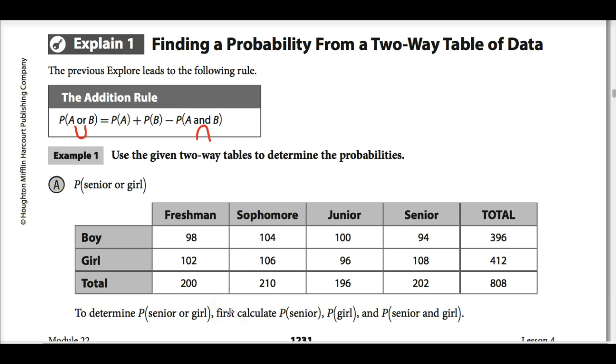So there you go. We're going to use the given two-way tables to determine the probabilities, okay? So the probability of senior or girl. Oh, okay, so how would you do that? What does that mean? So then you could be a senior or you could be a girl. What is the probability that a child in a school is a girl or a senior? That means we can count all the girls and we can count all the people who are seniors. It's not like you gotta be a girl and a senior because it says or. That's the union. So we're adding everything.